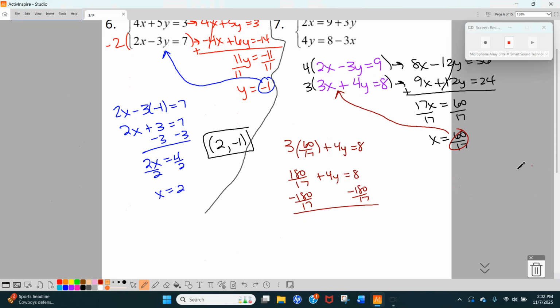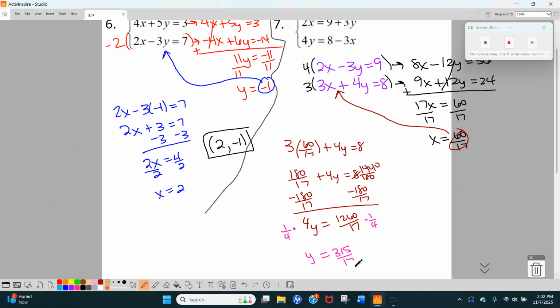So we now have 4y is equal to, if I make this match, this would be 180 as a denominator, so 8 times 180 would be the numerator. So 1440. Subtract the 180, and this is 1260 over 17. Then we're going to divide by 4 or multiply by a fourth, which is the same thing. So then y would be equal to, if I do 1260 divided by 4, I get 315 over 17.